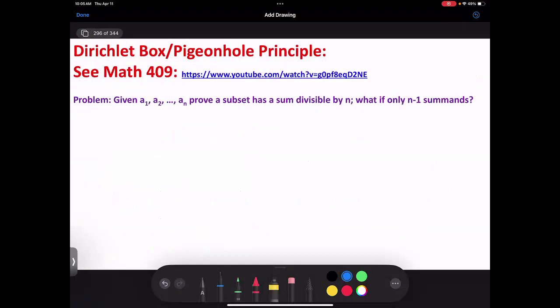And of course, the question is, okay, so I'm saying if I take n elements, any n positive integers, I'm going to have something like this. What if I only have n minus 1?